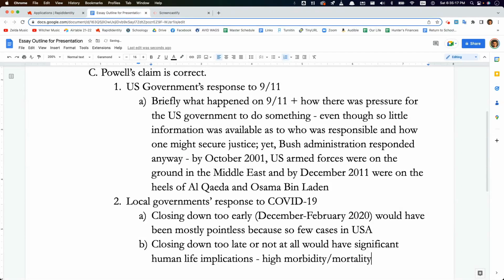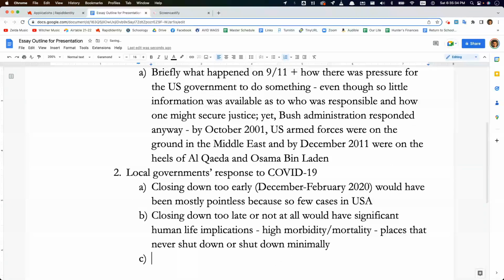And I could even bring in an additional layer of evidence here by talking about places that never shut down, or shut down minimally. This is almost like a Goldilocks thing here. There's a just right here. So I would be talking about that next.